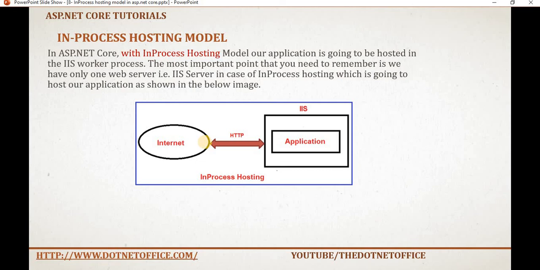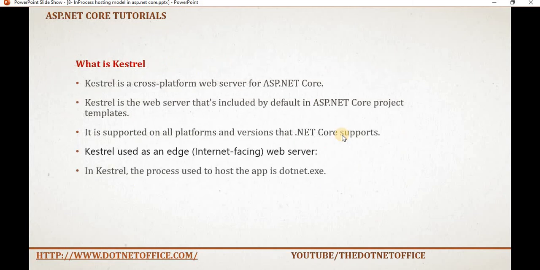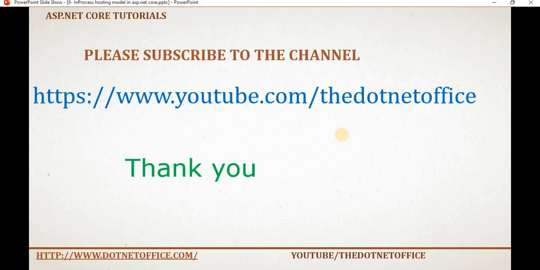In one line, the in process hosting model is where we host the application in the IIS worker process, and in process uses only one web server, which is the IIS server. Out of process uses two servers, one internal and one external. In the coming tutorial we will understand briefly about out of process in this ASP.NET tutorial.